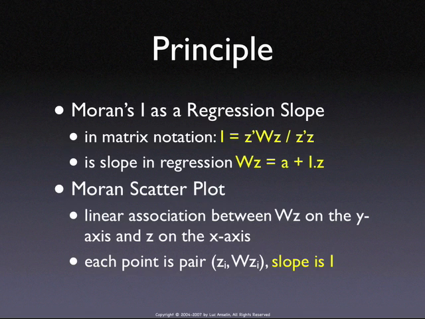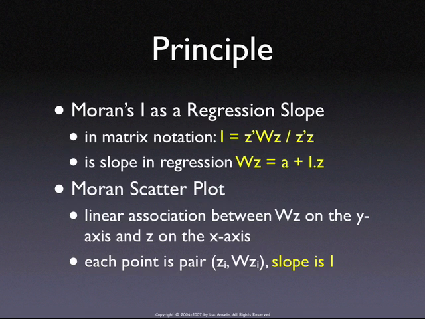The principle is very simple. If you've done any regression analysis in matrix algebra, you'll see it right away. If you write a regression of the spatially lagged variable, Wz, on the original variable, then the slope is this. This is your (X'X)^-1 X'y, but for one variable. So this expression is nothing but the slope of a line through points that consist of the value on the x-axis and the spatial lag on the y-axis. So we take the values, plot them in a scatter plot, and fit the straight regression line through it. The slope of that line is Moran's I. That's just it.